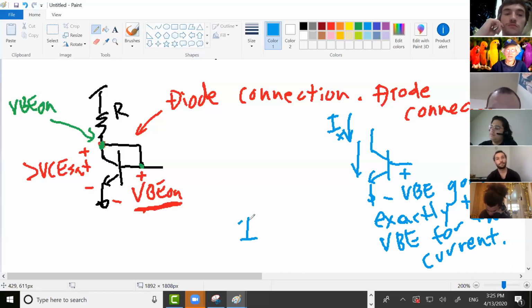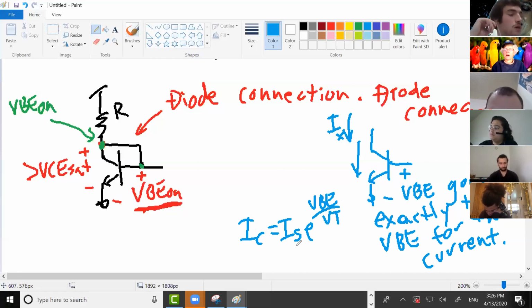Just force that current through that transistor, and the VBE will go to the correct value. And you can kind of see that you've got your IC equals IS e to the VBE over VT. IS is a constant, e is a constant, VT is a constant. So if you force IC, then VBE is going to go to the correct value for that IC.